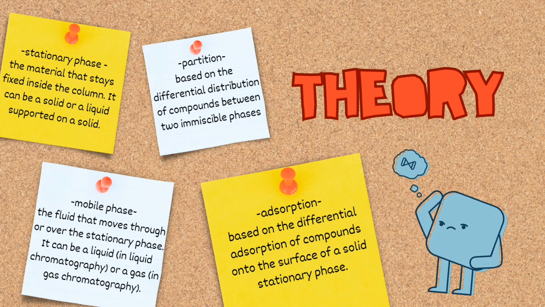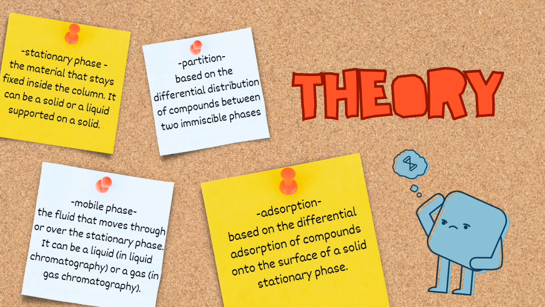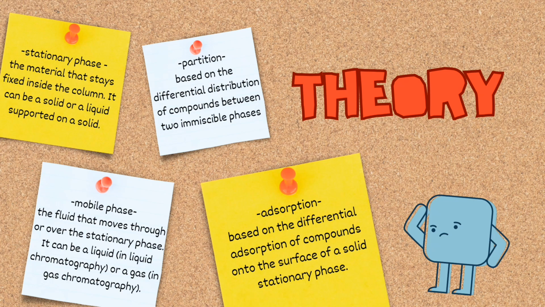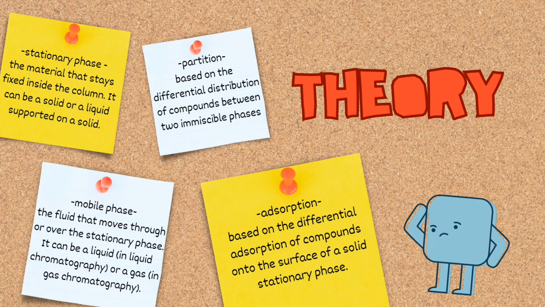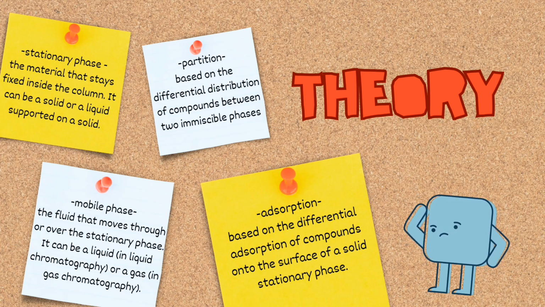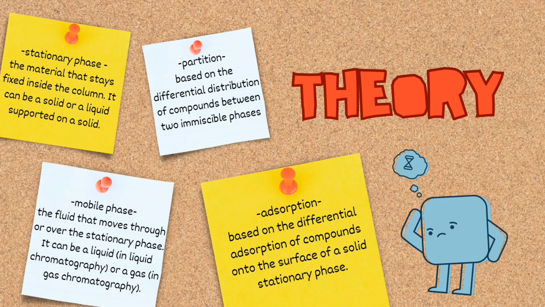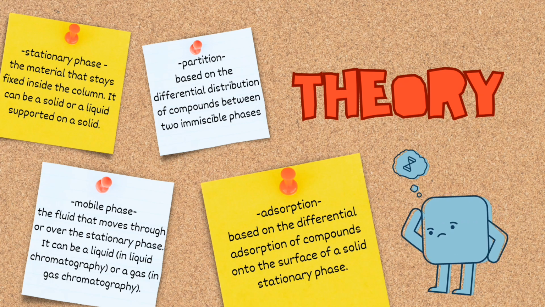Second is the mobile phase. The mobile phase is the fluid that moves through or over the stationary phase. It can be a liquid or a gas. The mobile phase carries the mixture of compounds through the stationary phase. Compounds that interact less with the stationary phase and more with the mobile phase will move faster through the column, while those that interact more with the stationary phase will move slower. So, the interplay between the stationary and mobile phase determines the efficiency and effectiveness of the separation process in chromatography.